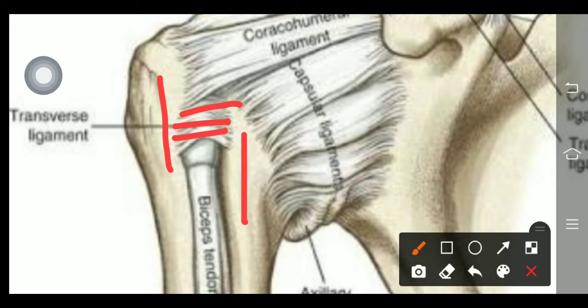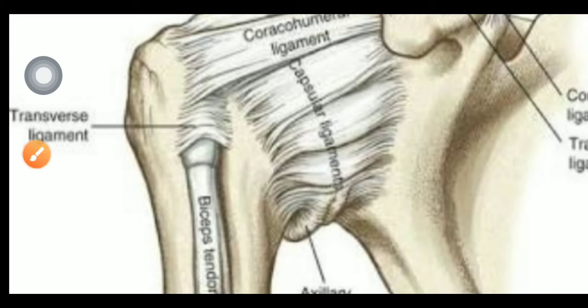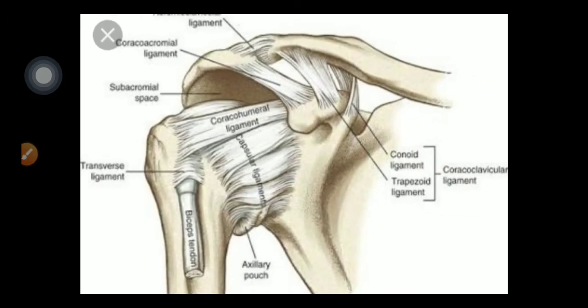This ligament converts the bicipital groove of the humerus, between the greater and the lesser tubercle, into a canal which allows a passage for the biceps tendon. So that is the peculiarity of the transverse humeral ligament.